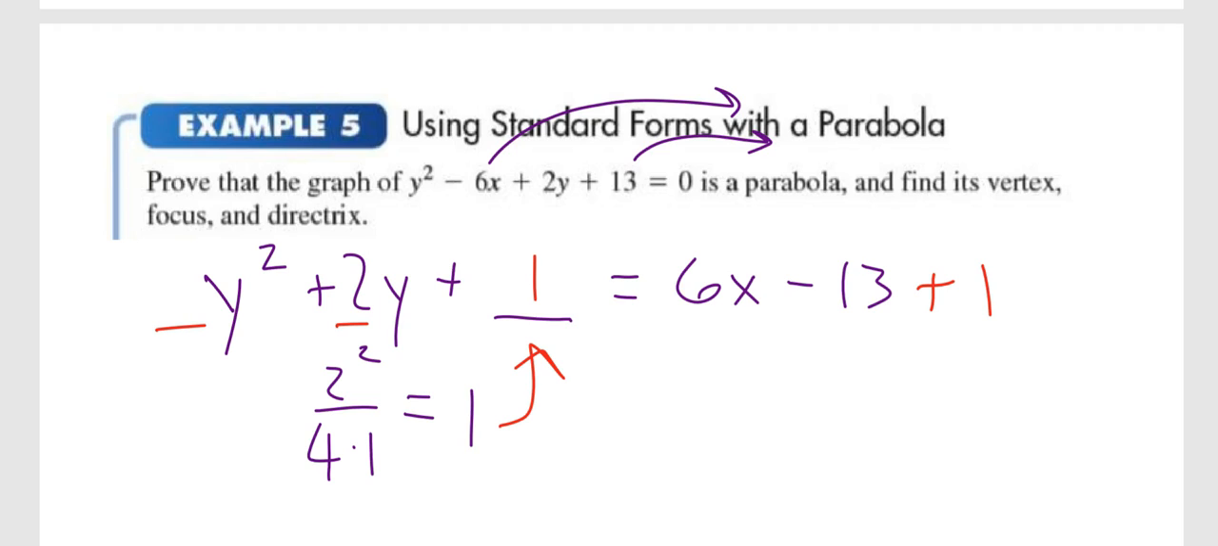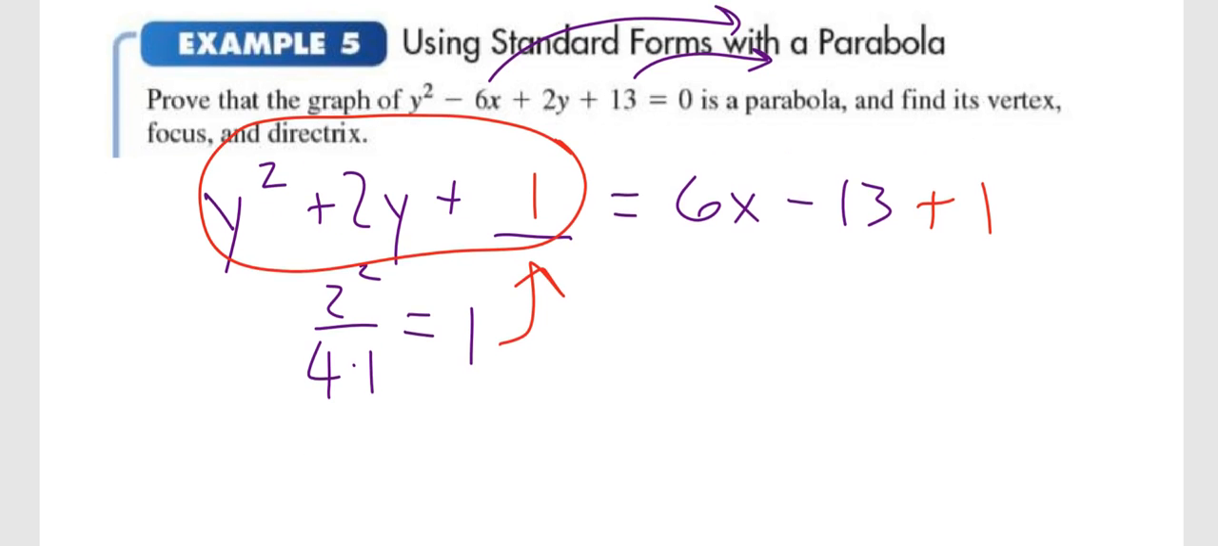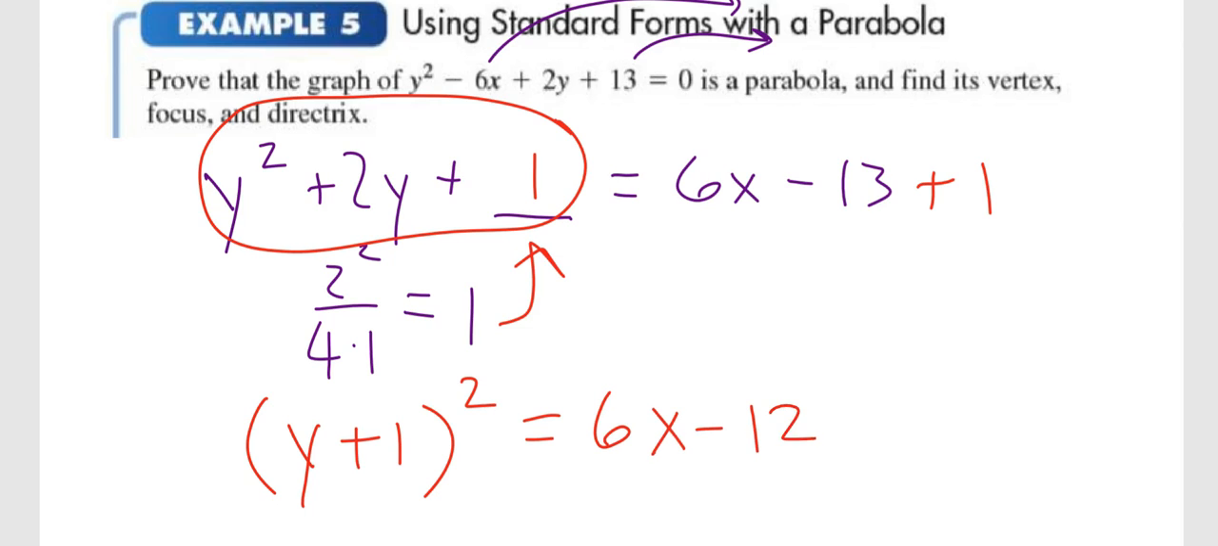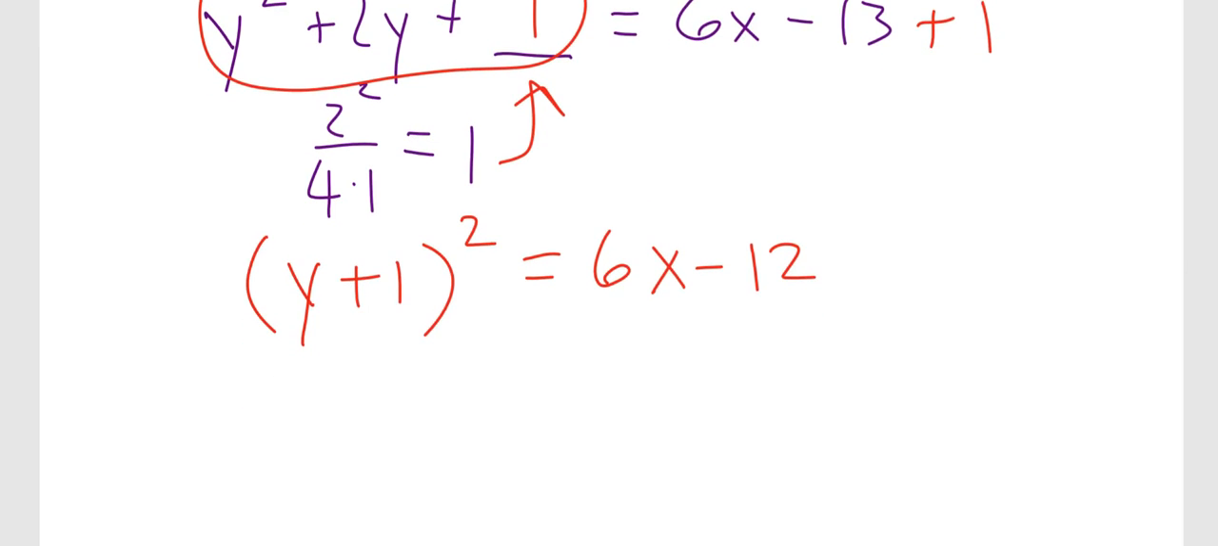Okay, so we do end up adding a 1 to both sides. All right, so I need you to factor that. What does that factor into? Y plus 1, quantity squared. Yes. Equals. What's on the other side? 6x minus 12.